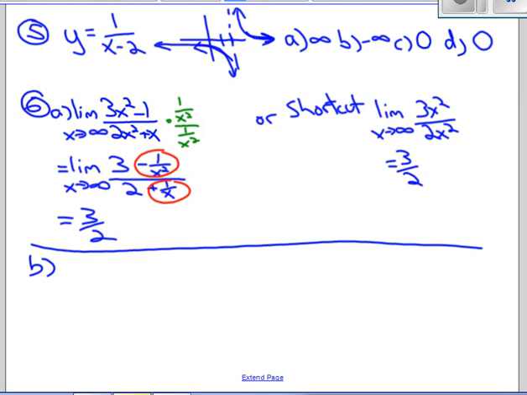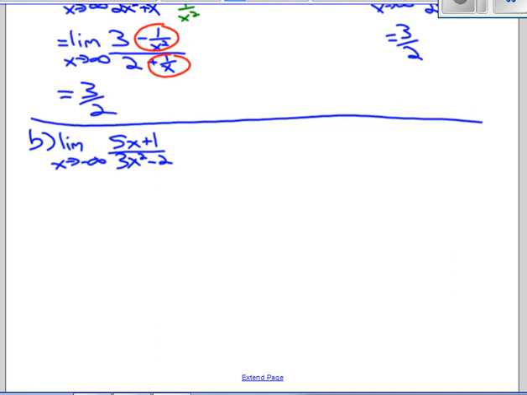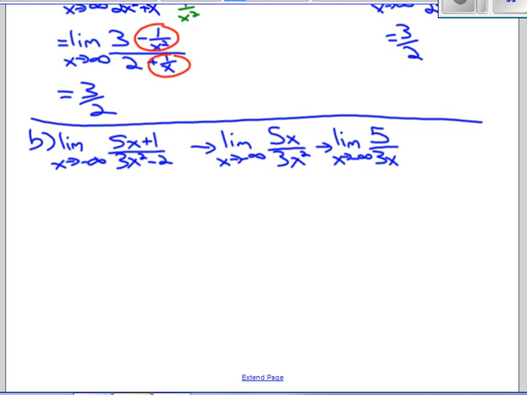All right, for B, we have the limit as x goes to negative infinity of (5x plus 1) all over (3x squared minus 2). If we do the shortcut, that's the limit as x goes to negative infinity of 5x over 3x squared, which is the limit as x goes to negative infinity of 5 over 3x. And that's going to be 5 over a really enormous number, which is 0 when we're done.